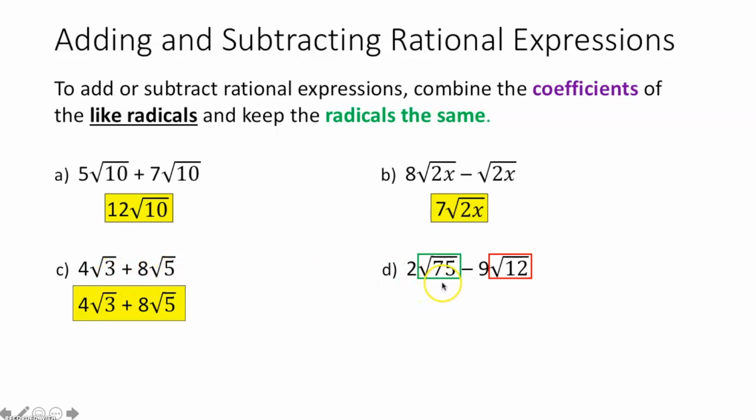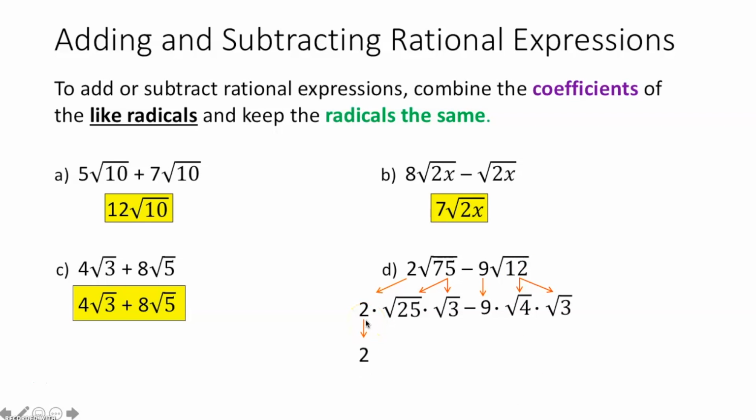Here, rad 75, yeah, I could break that up. I think there's a perfect square that goes into 75, and I think there's a perfect square that goes into 12 as well. So let's go ahead and try to do this. So this 2 stays out front. The rad 75, we break up into 2 numbers that multiply together to make 75. One has to be a perfect square. That's 25 and 3. On this side, the -9 stays out front, and the rad 12 is going to break up into 2 numbers that multiply together to make 12. One has to be a perfect square. That's 4 and 3. Now we can simplify this.